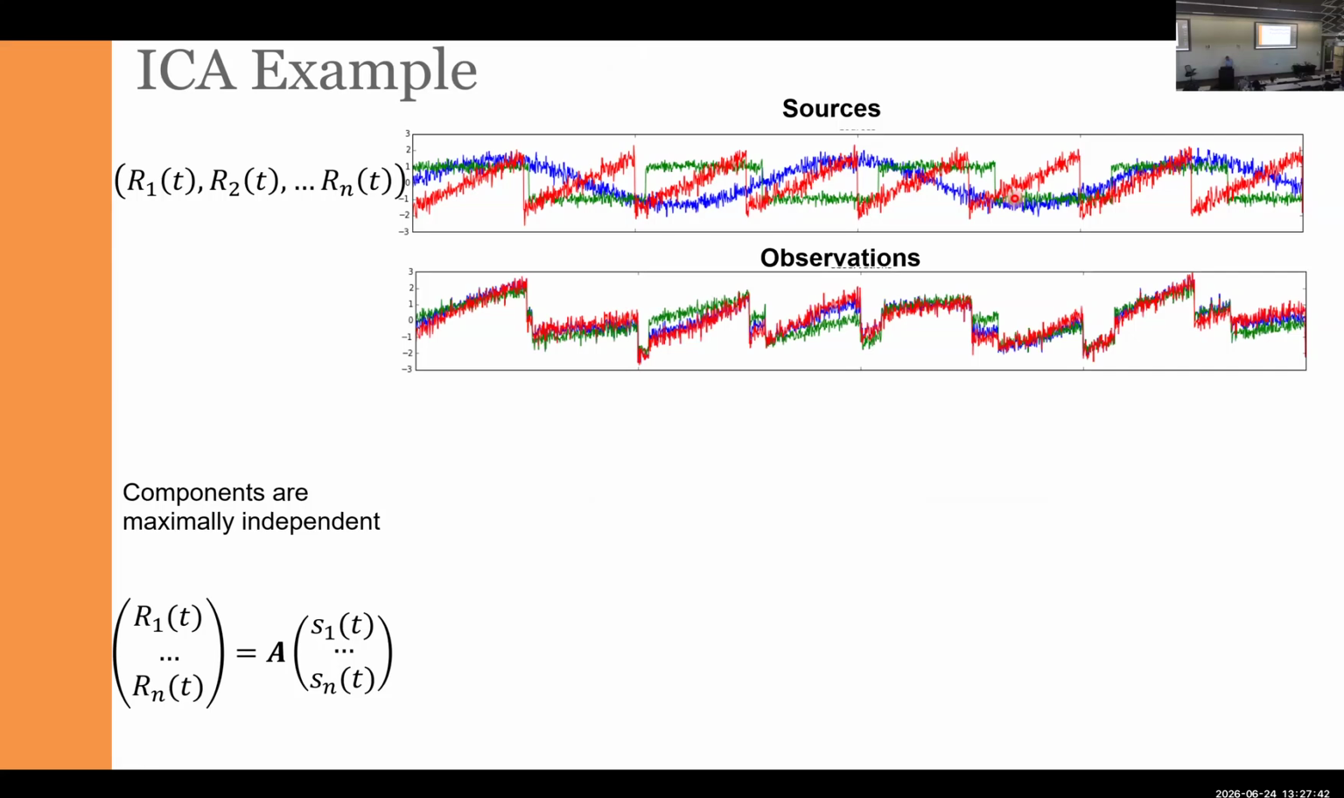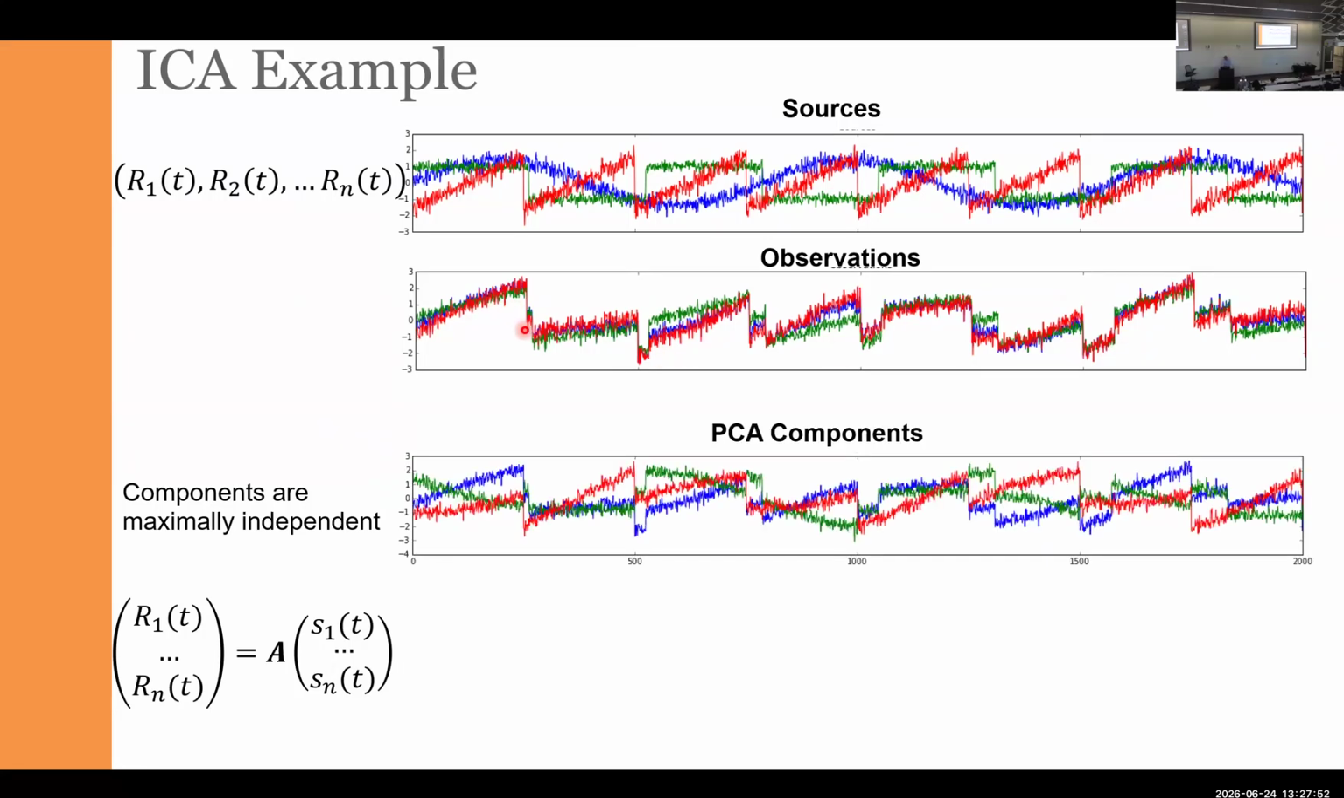So this is my ground truth. My observations are some linear combinations of those, so my observations look like this. If I try to take these observations and separate them using PCA, I get some separated components, but these components don't look anything like the original data sources.